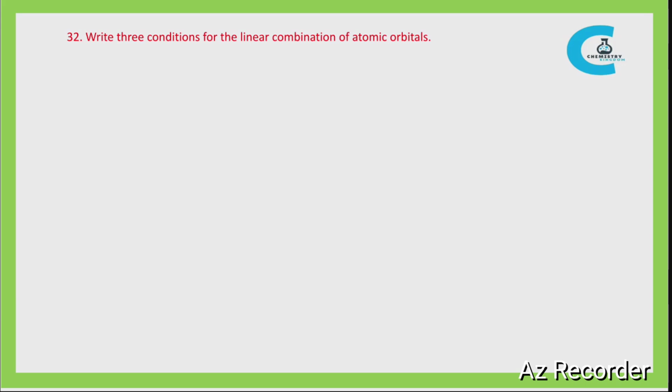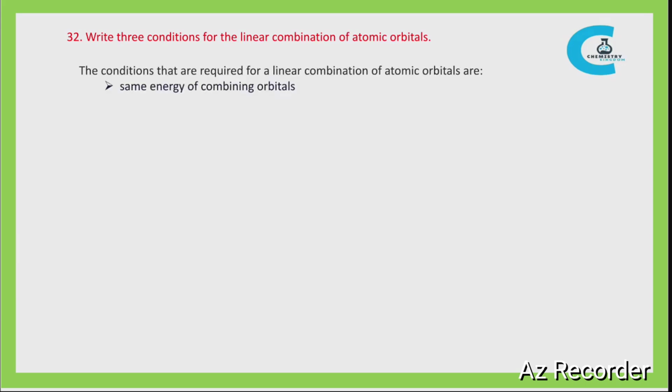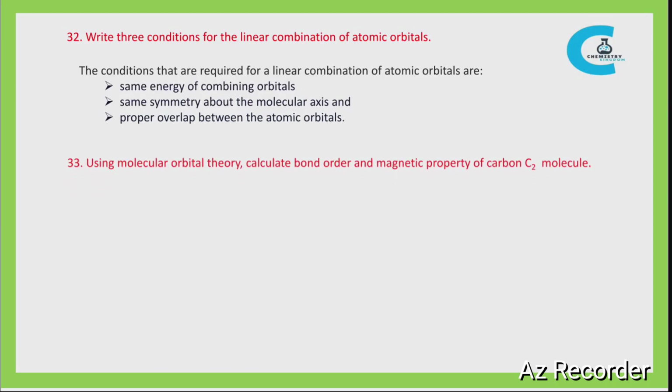Write 3 conditions for linear combination of atomic orbitals. First one, same energy of the combining orbitals. Orbitals should have the same energy, then only they combine to give molecular orbitals. Same symmetry about the molecular axis, they should possess the same symmetry. Proper overlap between the atomic orbitals. While combining, the overlapping should be proper, then only molecular orbitals are formed. These are the 3 conditions for linear combination of atomic orbitals.